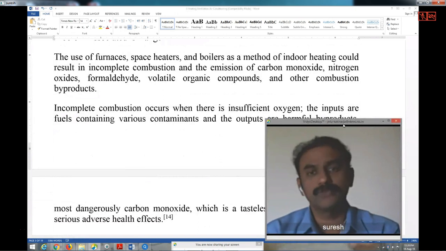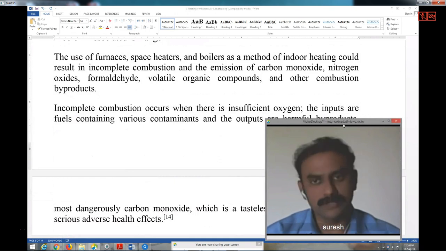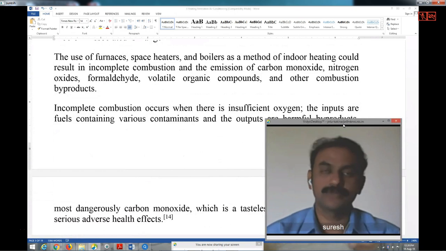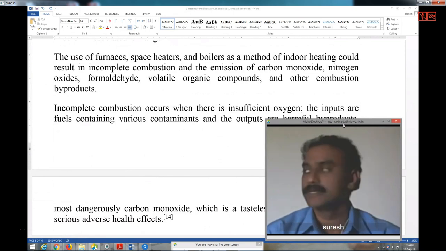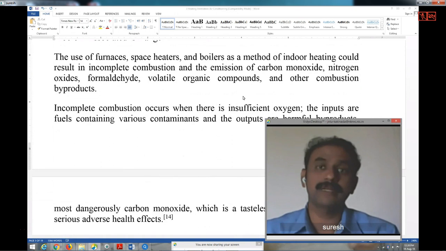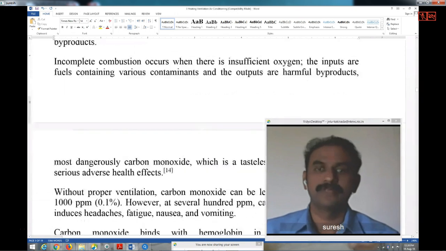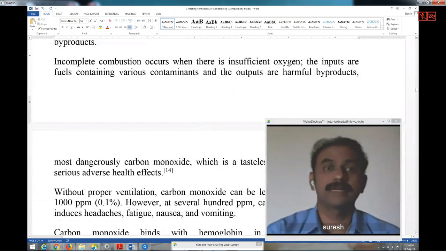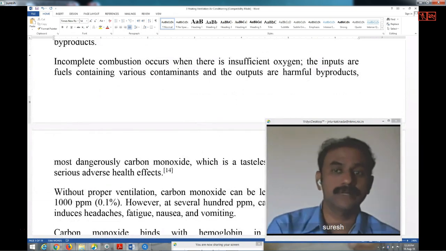If solid fuels are used for the production of heat, by burning wood, definitely carbon monoxide gas is going to form, along with some coal dust or ash particles, nitrogen dioxide gases, and volatile organic compounds. Coal, ash, everything comes out as a byproduct of burning solid fuels. So there is a danger associated with this usage. Incomplete combustion occurs where there is insufficient oxygen. So the inputs are fuel consisting of various contaminants and the outputs are harmful byproducts.